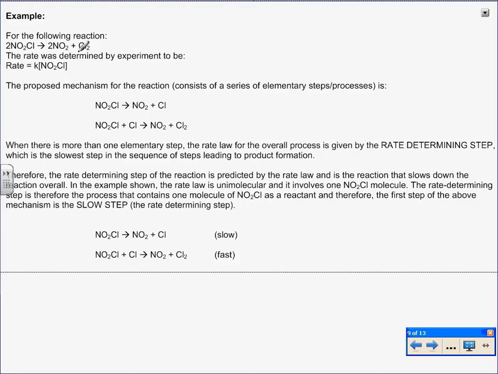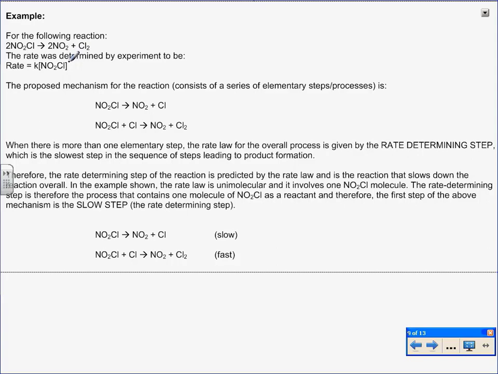In studying this reaction, it was determined that the rate law is rate equals k times [NO2Cl], and it's first order in NO2Cl. So what this means is that they could use this information to propose this mechanism. This rate law is telling us that there is a step in the mechanism that involves one molecule of NO2Cl. And that particular elementary step in the mechanism is actually controlling the rate of the reaction.